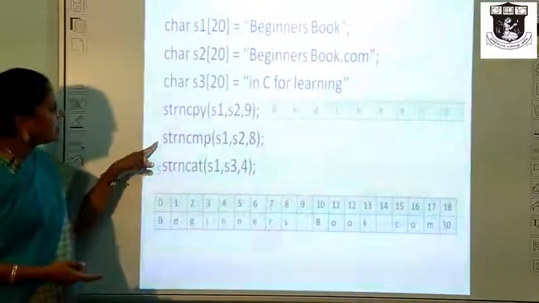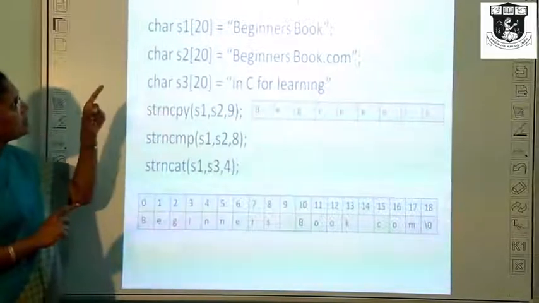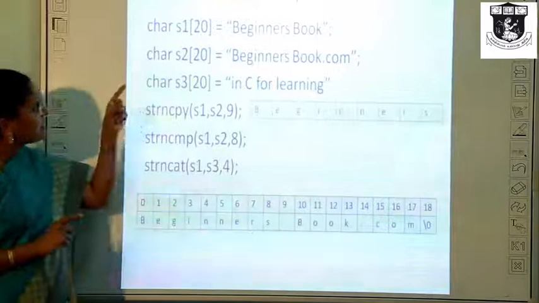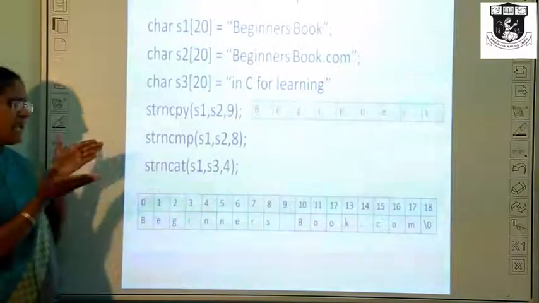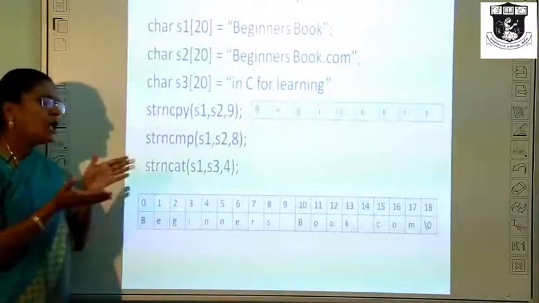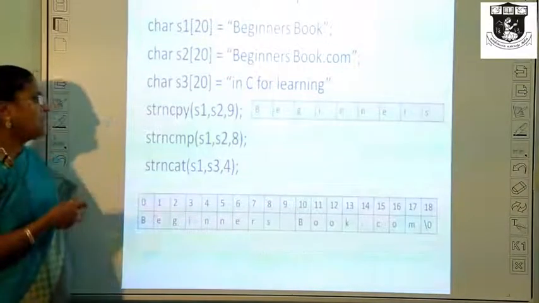Next one, string compare. Now when you compare, we are going to compare S1 and S2. In S1 you have got "beginners". So from S1 you take only "beginners". Same thing, from S2 you take also "beginners". Both are being compared, 8 characters. We are talking only about the first 8 characters starting from 0 to 8. When you compare, it will be equal. So the answer for that is given as 0.